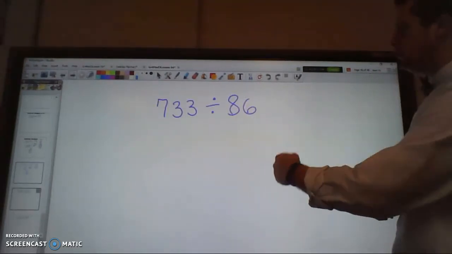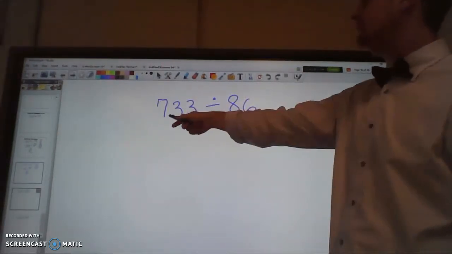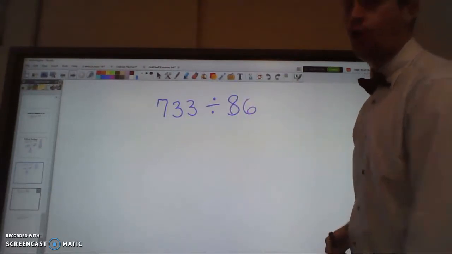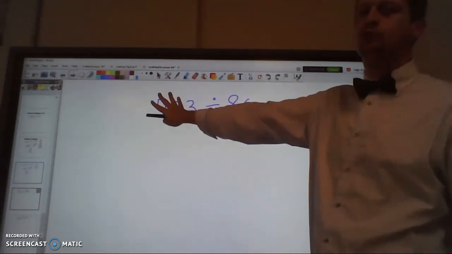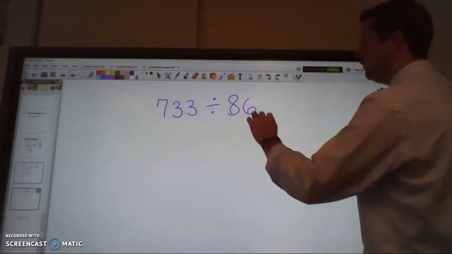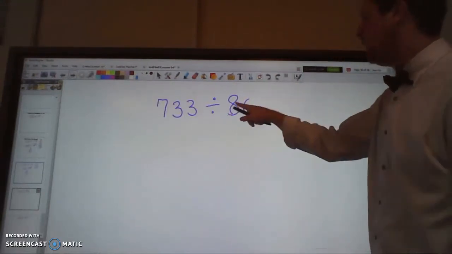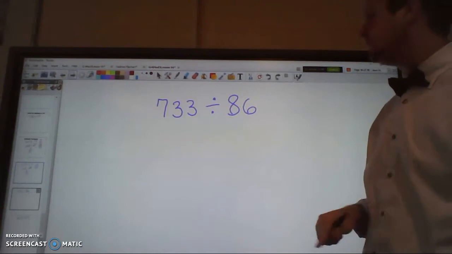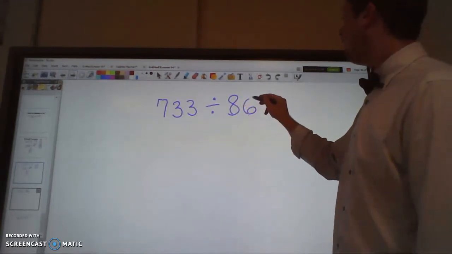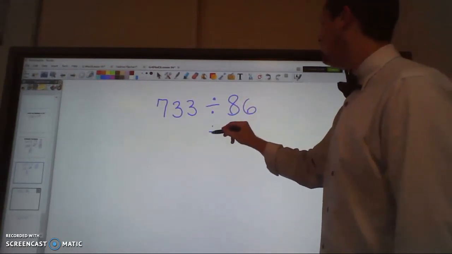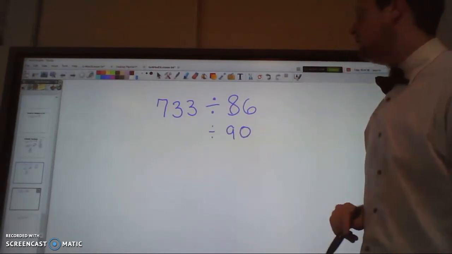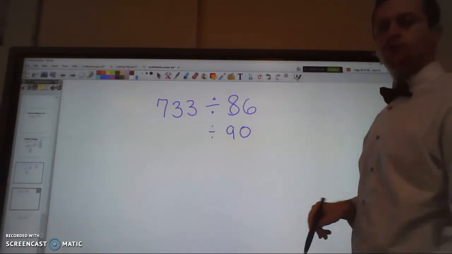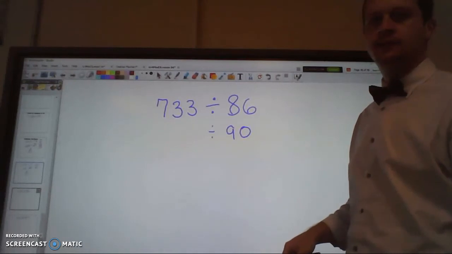All right, here's our next one. We have 733 divided by 86. Remember, always look at the divisor first. Don't round this number first. Round the divisor. It'll make it easier for you. So 86, let's round 86. 86 would round, 5 or more, we raise this 4. It would round to 90. And again, you know your multiples of 9. And this becomes pretty easy.